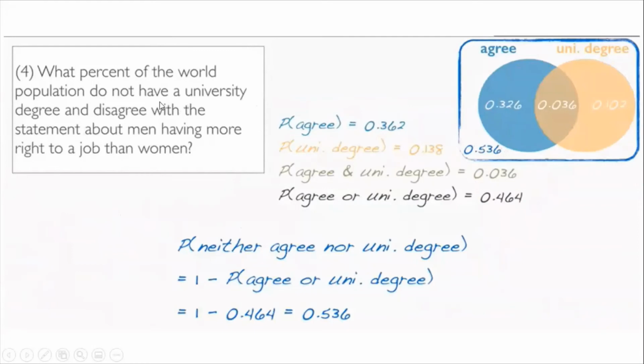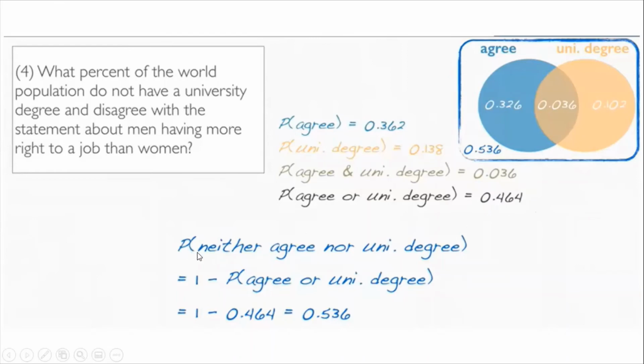Okay, they don't have a university degree and they don't agree with the statement. So first we state the given probabilities. This one is 0.36, and the probability of a university degree is 0.13, and then we have agree and university is this. And agree or university is this, we already calculated that.